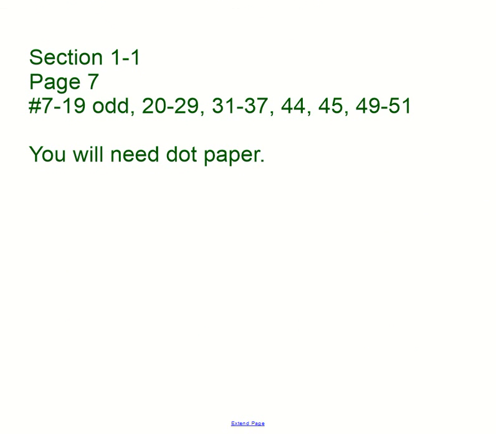Now you just have your homework assignment to do. Section 1-1, it's out of your textbook, 7 through 19 odd, 20 through 29, 31 through 37, 44, 45, 49 through 51. And you will need some isometric dot paper, so make sure you get that from me. Alright, good luck.